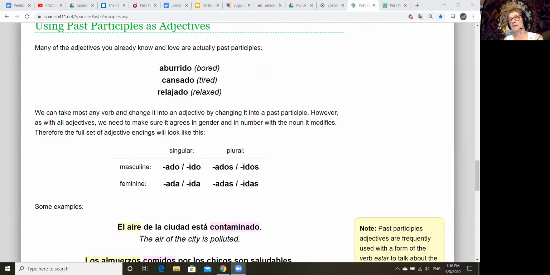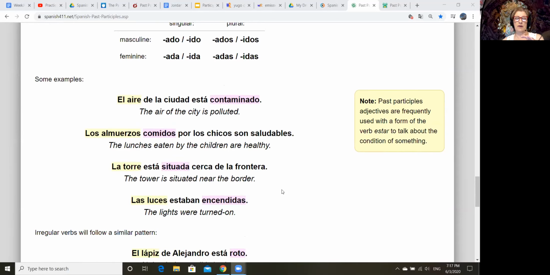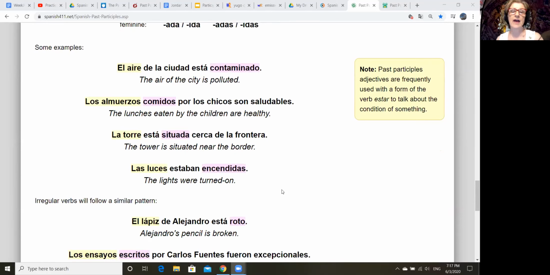Las chicas bonitas. I've got to look at chicas to figure out what to do with bonitas. This follows the exact same rule. I'm just using ado, ada, ados, adas. Ido, ida, idos, idas. And we're going to take a look at some examples again. El aire de la ciudad está contaminado. El aire está contaminado. It's contaminated. It's polluted.